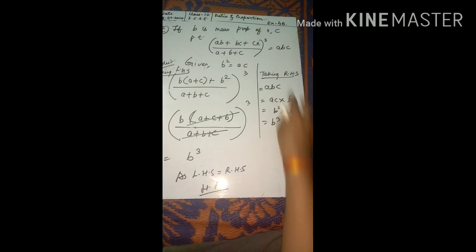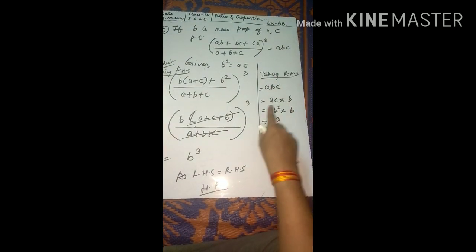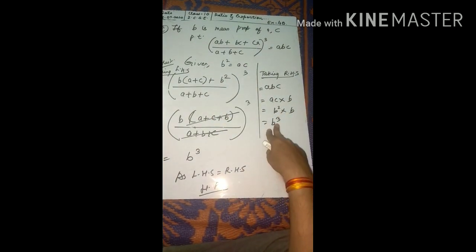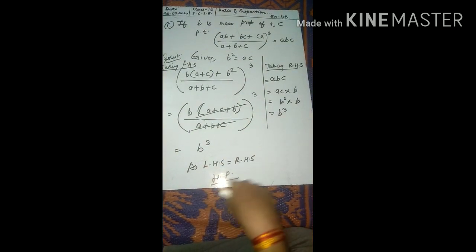And if you see the RHS, A, B, C, we can arrange this as AC into B. AC is B square. We have B square into B, which is B cube. So LHS is equal to RHS, hence proved.